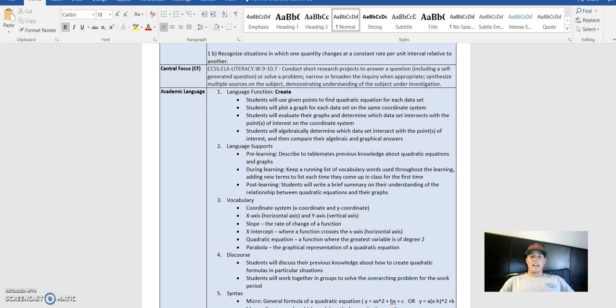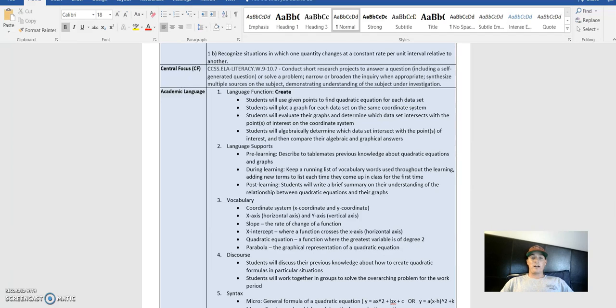During learning, something that would most likely be going on fairly routinely in a class I'd be teaching. This would be just a one-day thing, but it's adding to a running list of vocabulary words. Jumping ahead to the vocabulary section, words such as coordinate system, which would be the XY coordinate system with a vertical and horizontal axis used to plot points with two coordinates, the x-axis or horizontal axis and the y-axis, which is the vertical axis.